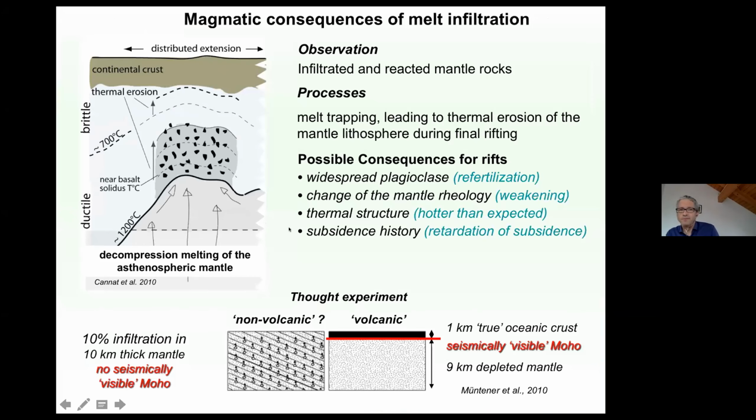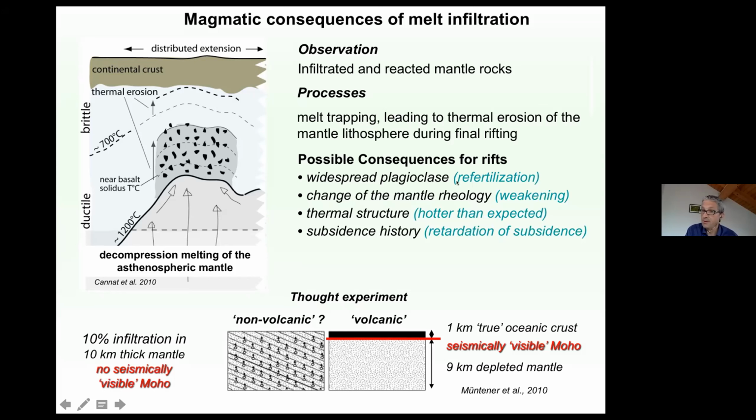To conclude, the effects of melt migration, as indicated here above the asthenosphere, you get melt-rock reaction in this part, and it's mainly emphasized by infiltrated and reactive mantle rocks. The processes that you can study are melt trapping, thermal erosion, and thinning of the mantle lithosphere. And there are a few consequences for the rifts.